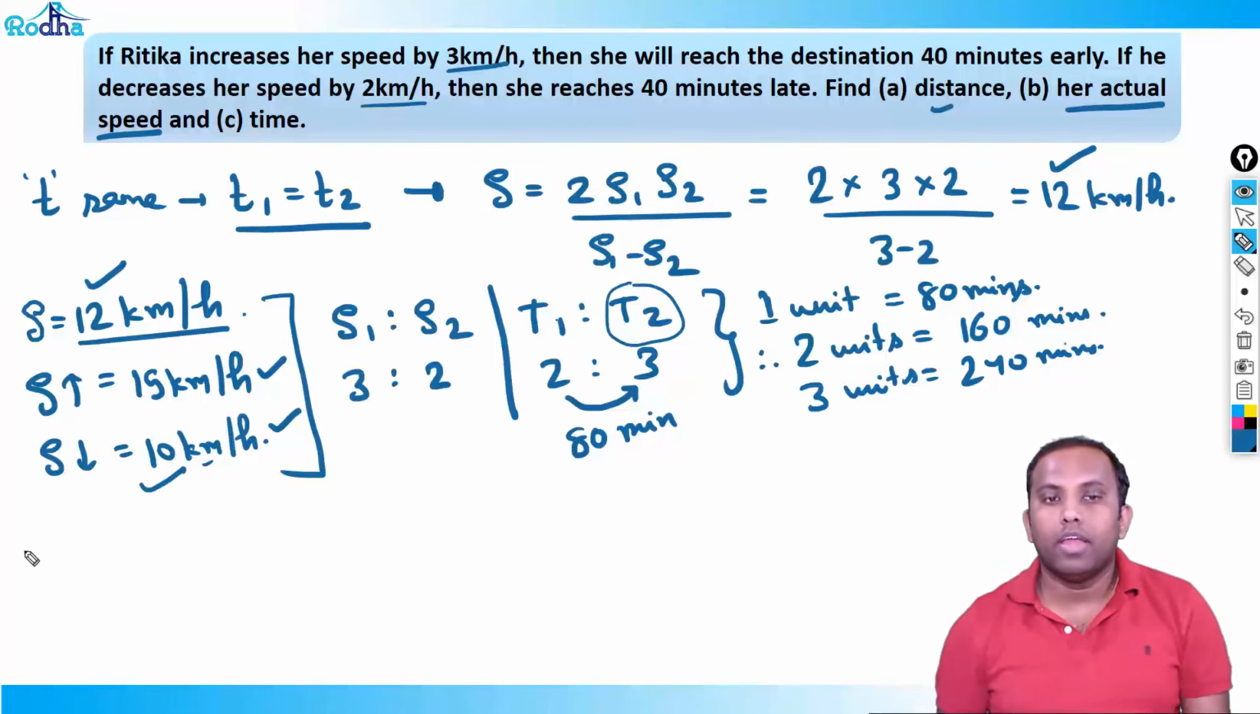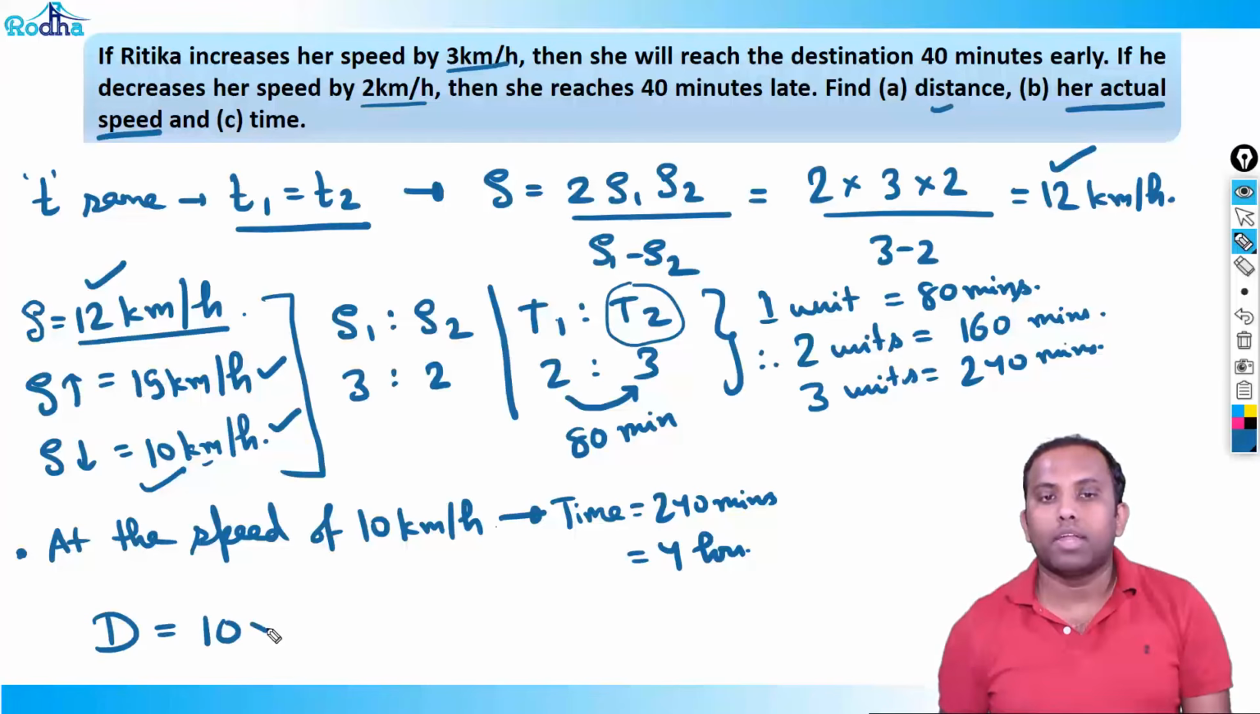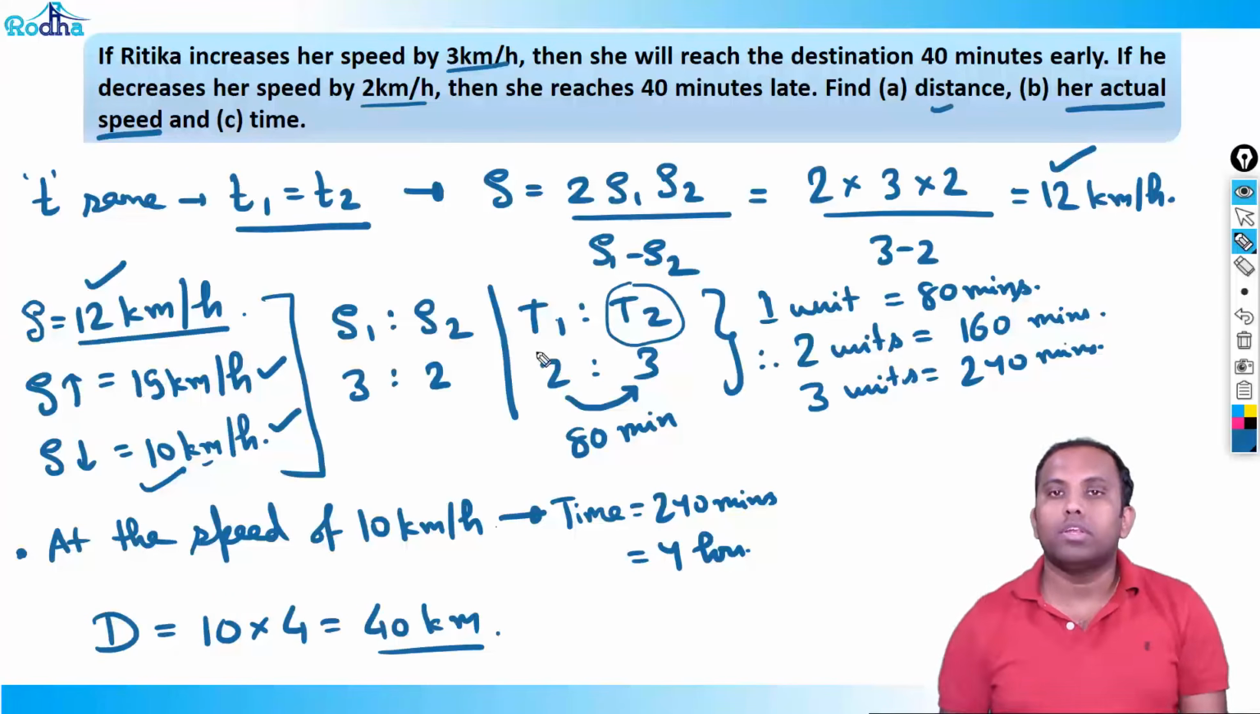So I can write, at the speed of 10 kilometer per hour, time taken by her is 240 minutes. That is 4 hours. Therefore, the distance she traveled is speed into time, 10 into 4, that is 40 kilometer. So we got the distance, we got the time, everything we got here.